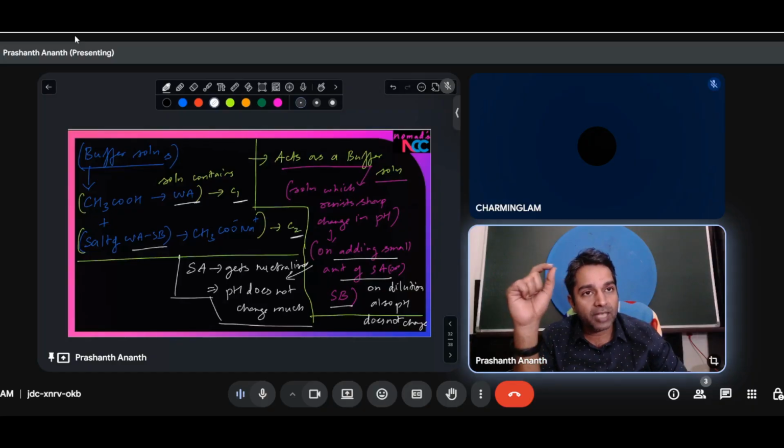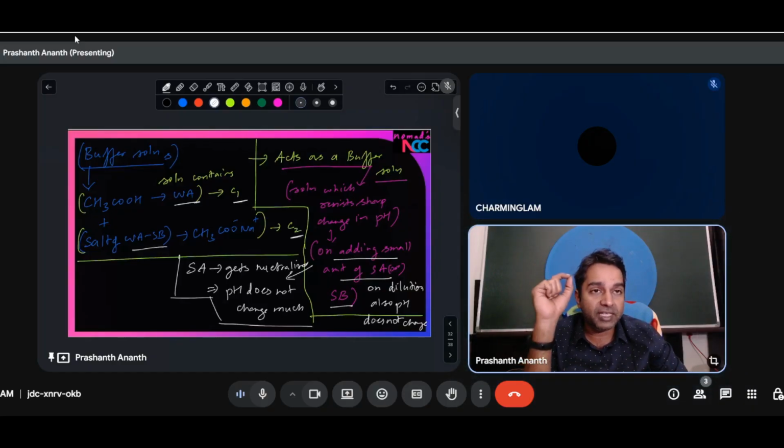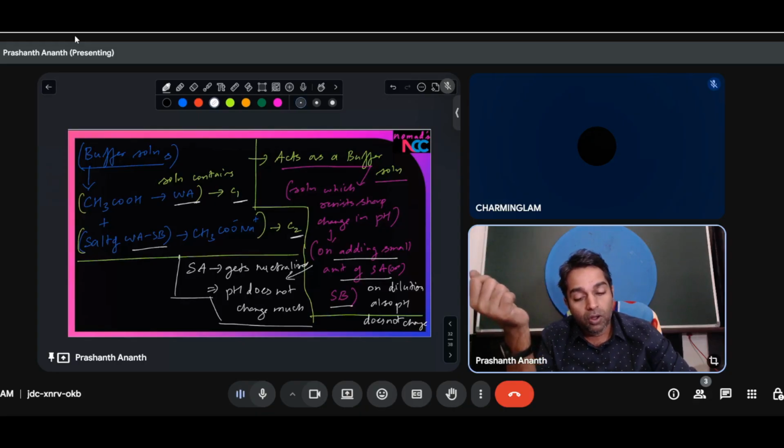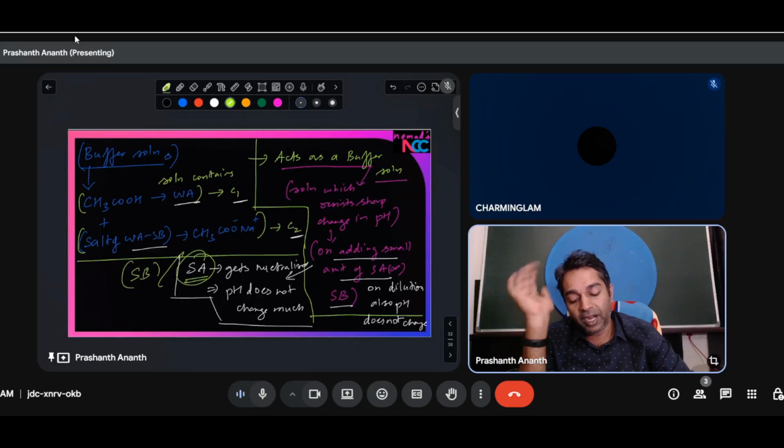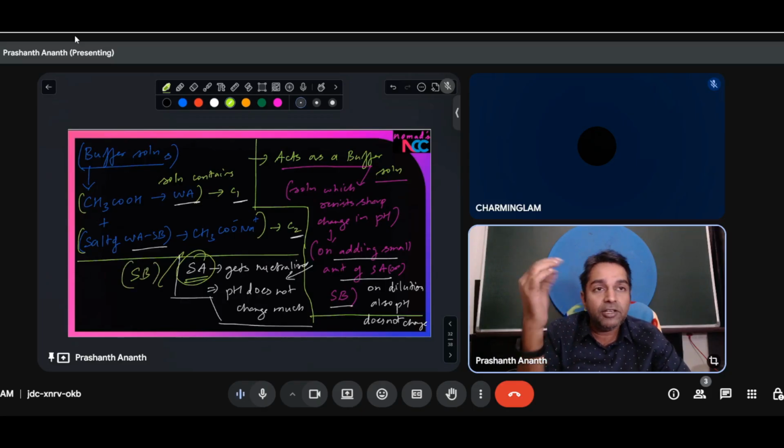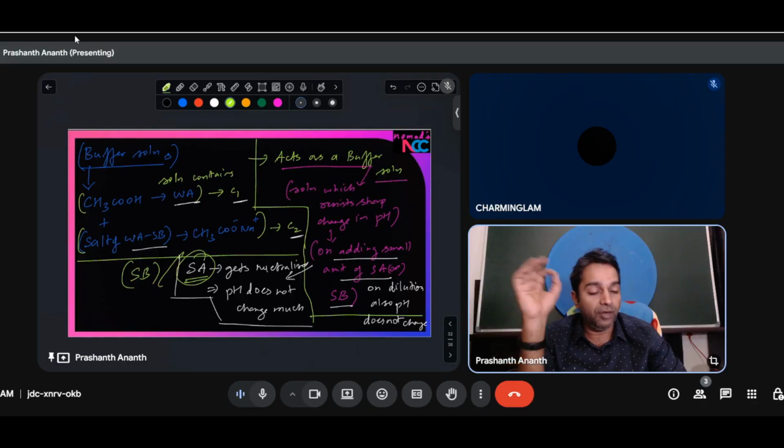So on adding a small amount of strong acid or strong base, the pH does not change much. How? Because if I am adding a strong acid, if it is capable of getting neutralized, then there is not going to be much change. The same applies for a strong base. If I add a strong base, it should get neutralized. That is how a buffer works.